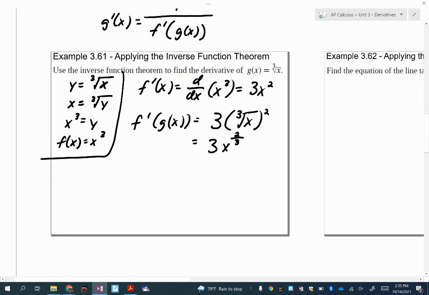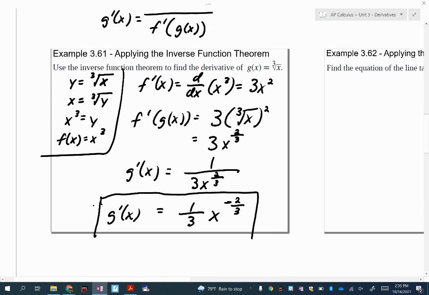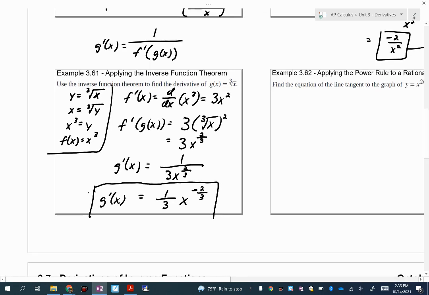Remember, that's not the answer. I need to do 1 over that. So 1 over 3x to the 2/3 power. So to simplify this, you'll get 1/3 times x to the negative 2/3 power. Now you'll see later how we can just use the power rule to have done this. I'll show you to the side here. I'll use a different color.